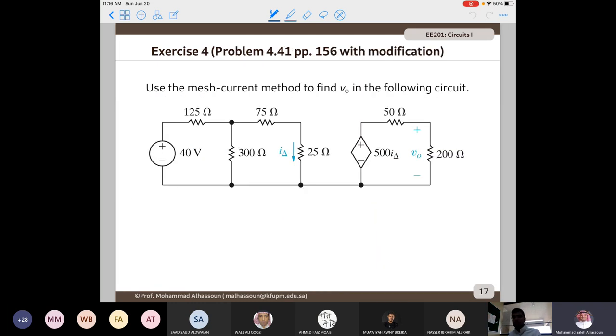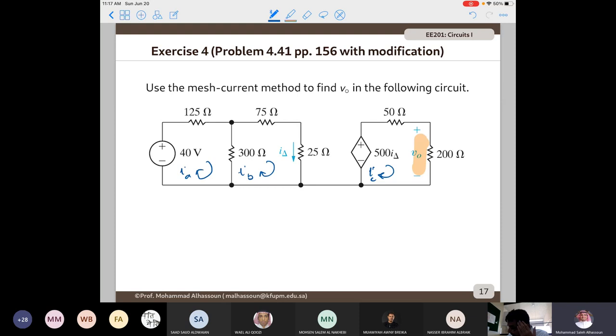The last question that we need to solve: we need to apply the mesh current method to find V0 in the following circuit. So, Mohsen, what will be the first step? Yes, I identify the meshes. How many meshes do I have? Three. So this one IA, IB, and IC. Excellent.